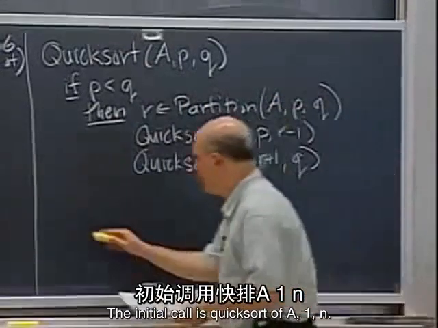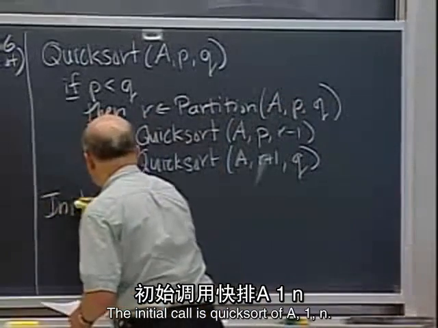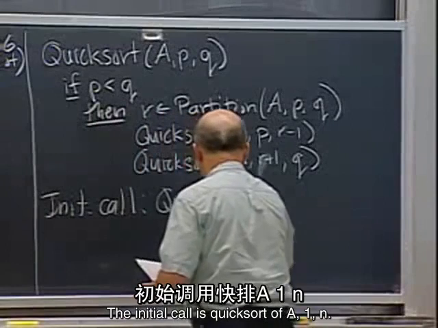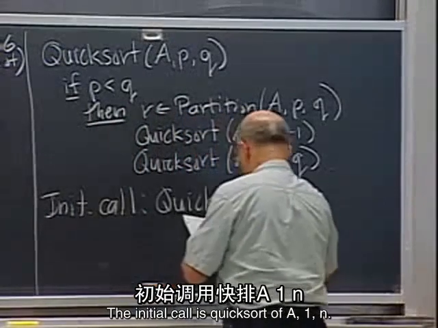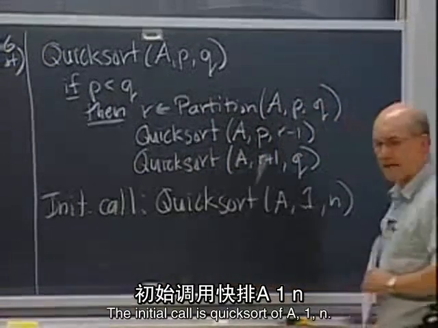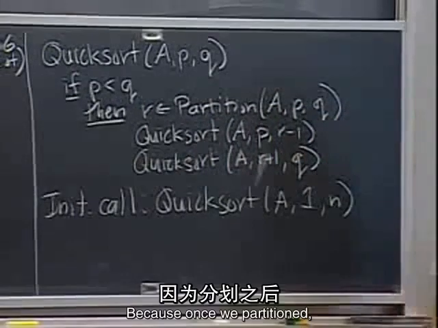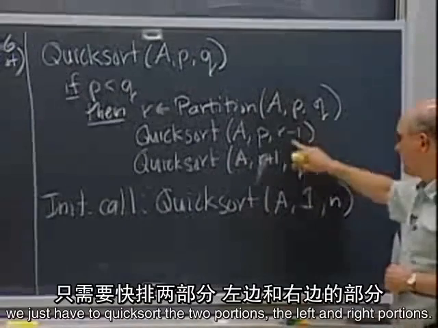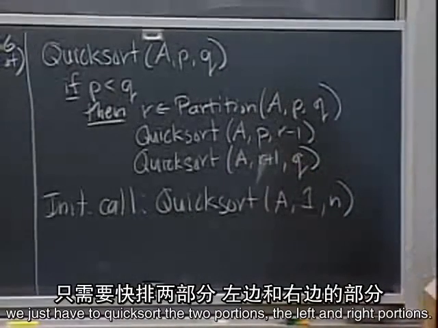The initial call is quicksort of A, 1, N. Okay? Because once we've partitioned, we just have to quicksort the two portions, the left and right portions.